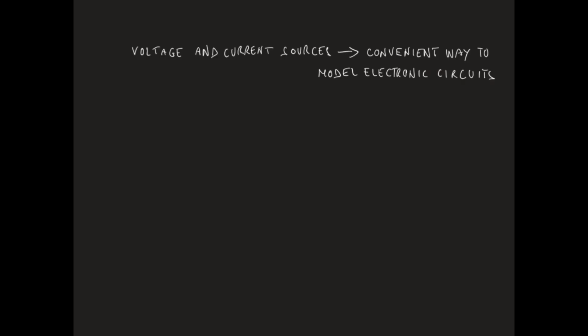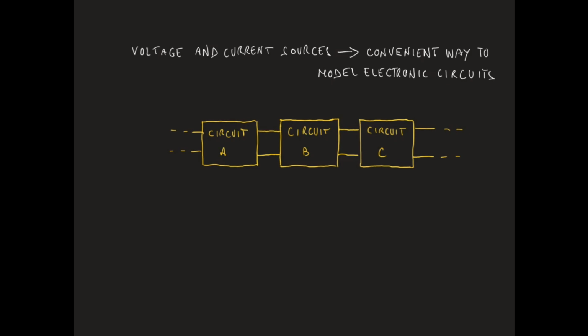Finally, one important consideration about voltage and current sources of any kind: ideal, real, independent, or dependent. Voltage and current sources provide a very convenient way to model electronic circuits, or parts of them, especially when we are analyzing or designing complicated processing chains consisting of the cascade of two or more stages. For example, in this block diagram, we may be asked to design circuit C in such a way that it can properly process the signal coming from circuit B.